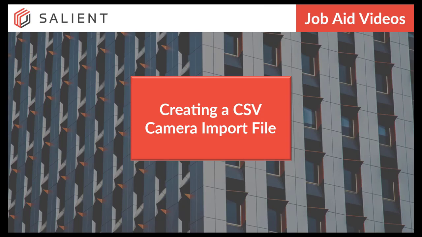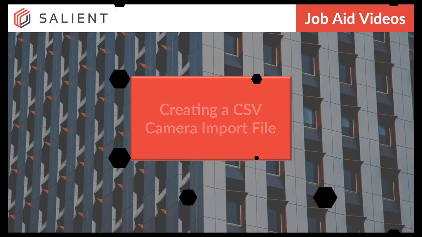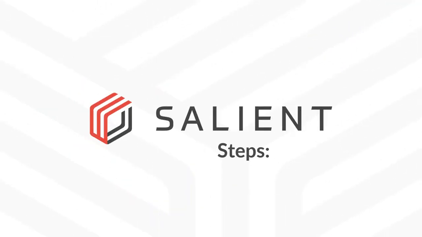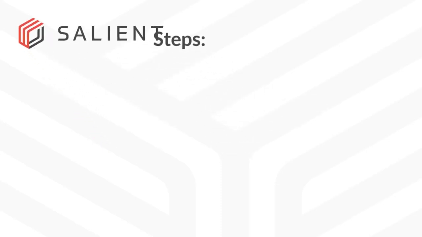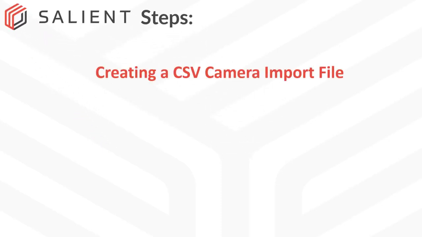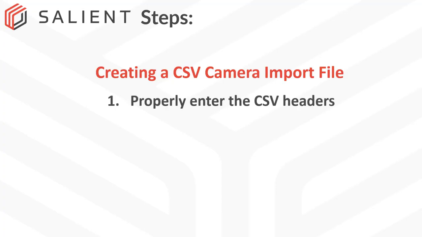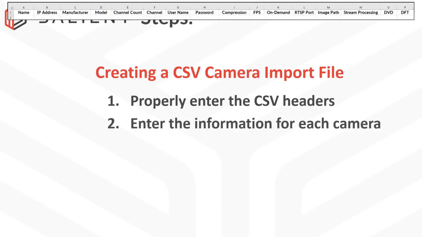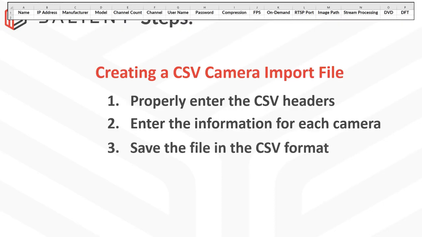In this video, we will demonstrate how to create a camera import sheet using a comma separated values, or CSV, file. Using a CSV file for importing makes adding cameras easy and is a great tool for any installation. The process to create a CSV import file is simple and can even be done while configuring your cameras for the job. The steps to create a CSV file include entering in the CSV headers, adding the configuration information for each of your cameras, and saving the file using the CSV format. So let's get started.